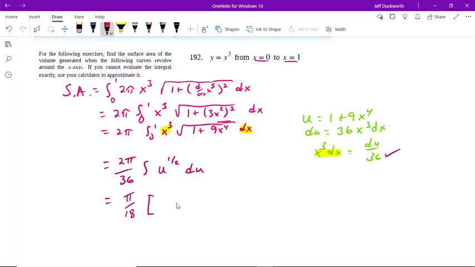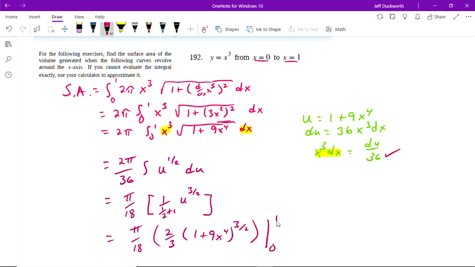And this integral here is 1 over 1/2 plus 1, u to the 3/2. Okay, so still pi by 18. And then we have 1 over 3/2, which is really 2/3. And u, we're going to replace back with what we have. So this is going to be 1 plus 9x to the 4th, all to the 3/2. And all of this is evaluated from 0 to 1.